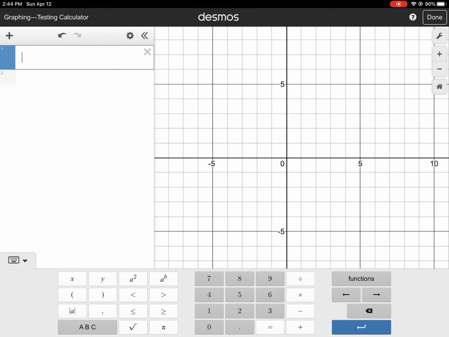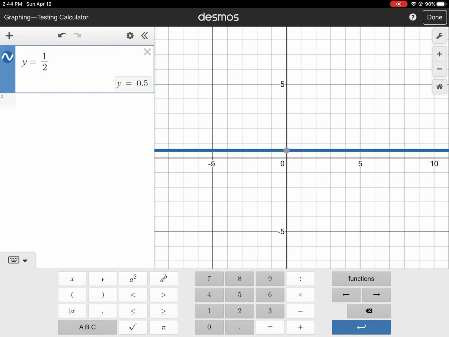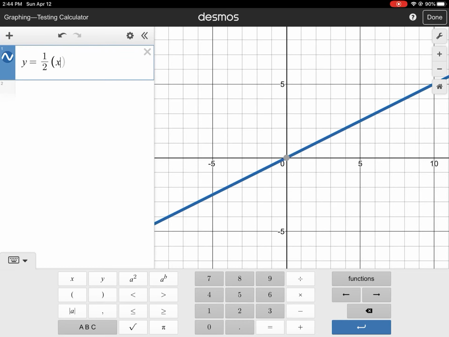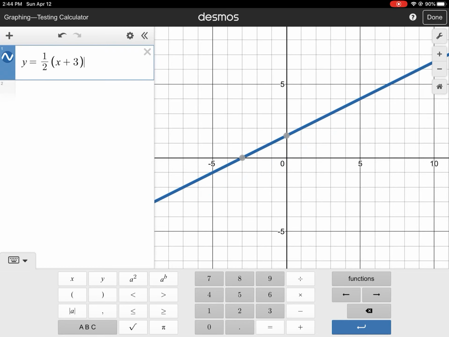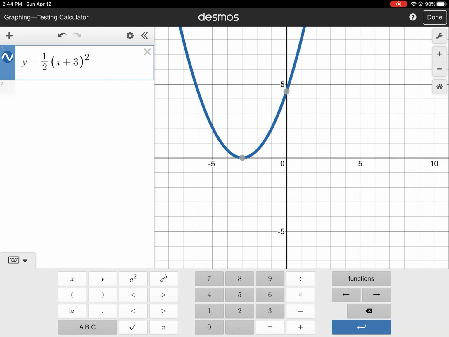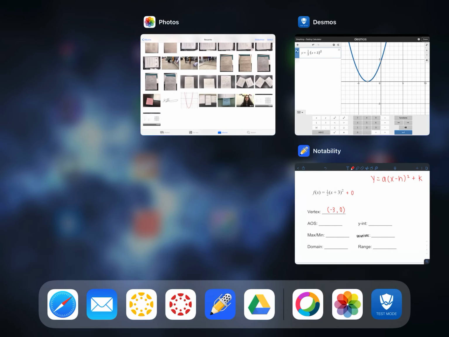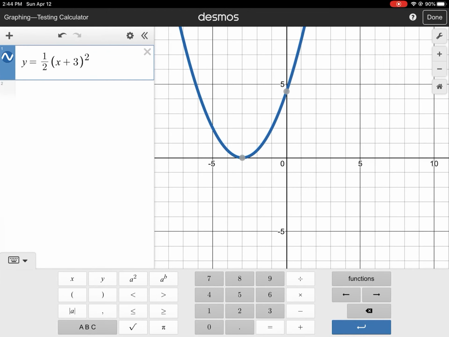Remember, f of x is the same thing as y equals, so we have y equals 1/2. Now to type in a fraction, you want to do a division bar. So I'm going to type 1 divided by 2, and then I want to make sure I tap over so I'm not in the fraction anymore, parentheses x plus 3, parentheses squared. Remember that squared button is where the a is. So this is the quadratic that we're given.